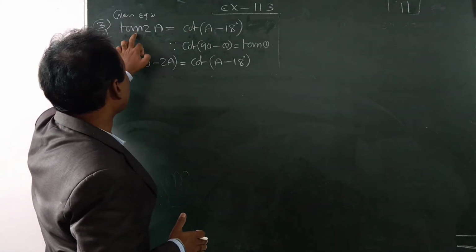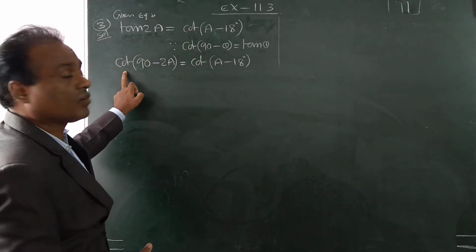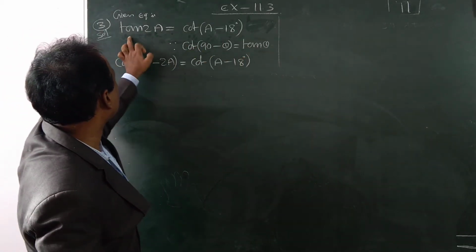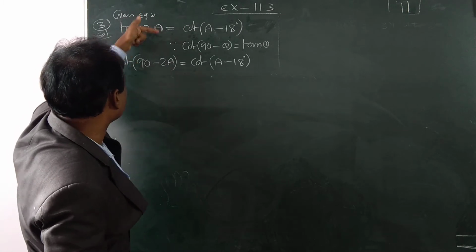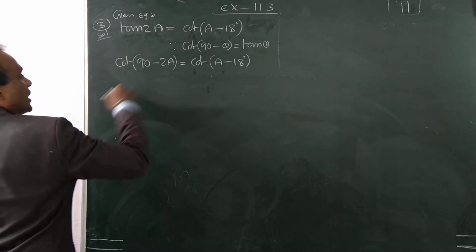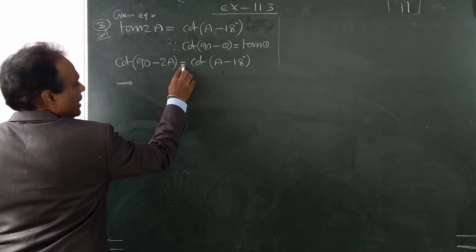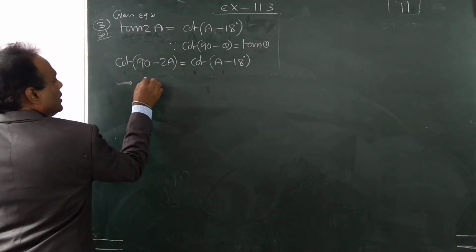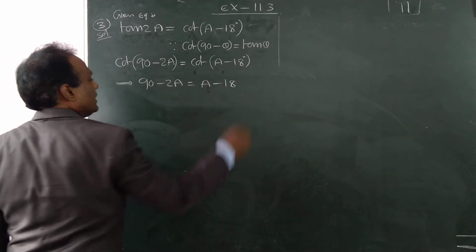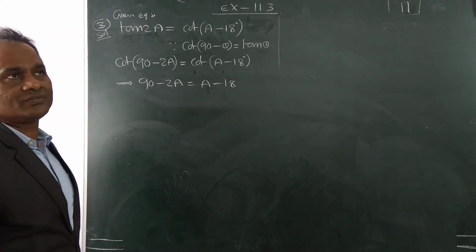Like here, I want to change the tan into cot. Why? Because the right side is cot, and on the left side I also want cot. So tan theta is equal to cot 90 minus theta. The right side has the same angle. Now cot is the same on both sides, so these two angles should be equal. If there is an equal symbol, then these two should be equal. 90 minus 2a should be equal to a minus 18.